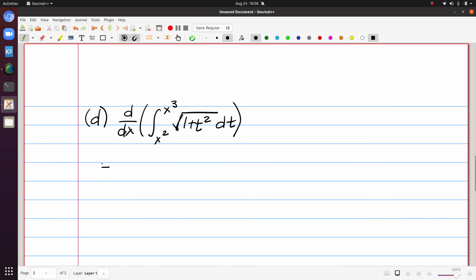But we can, yet again, use an integration property to rewrite this so that we can take advantage of that knowledge. This is the same thing as taking the integral from x squared to any constant, I'm going to choose 0, of the integrand, plus the integral from that same constant to x cubed.